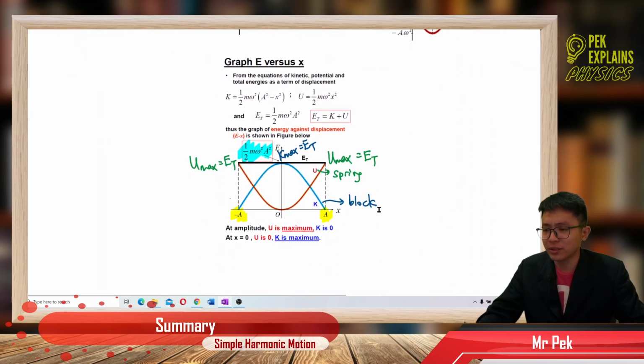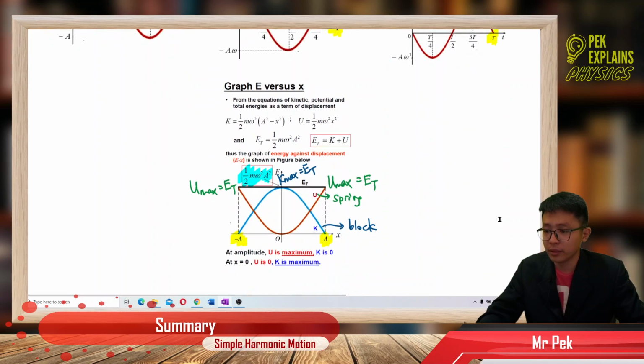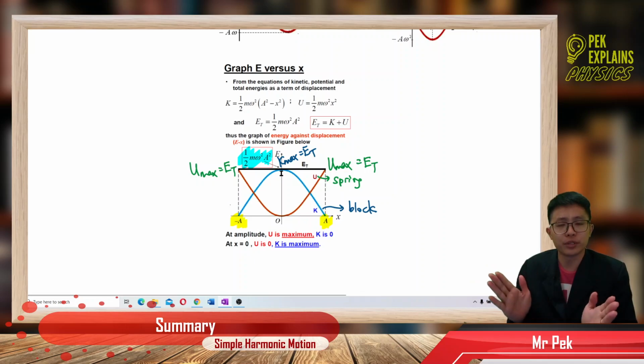So that's all. Remember to label the A omega square, the period, and the amplitude. For the energy versus displacement graph, label the amplitude on the x axis, and on the y axis remember to label half m omega square A square for energy. Okay, so that's all for our summary of simple harmonic motion.